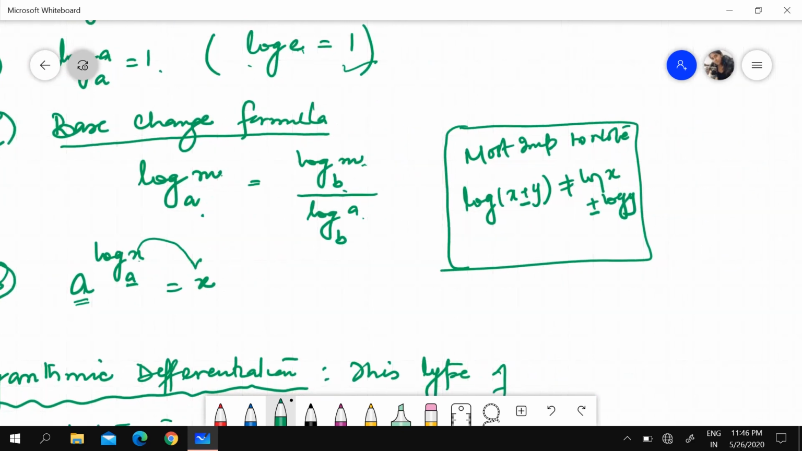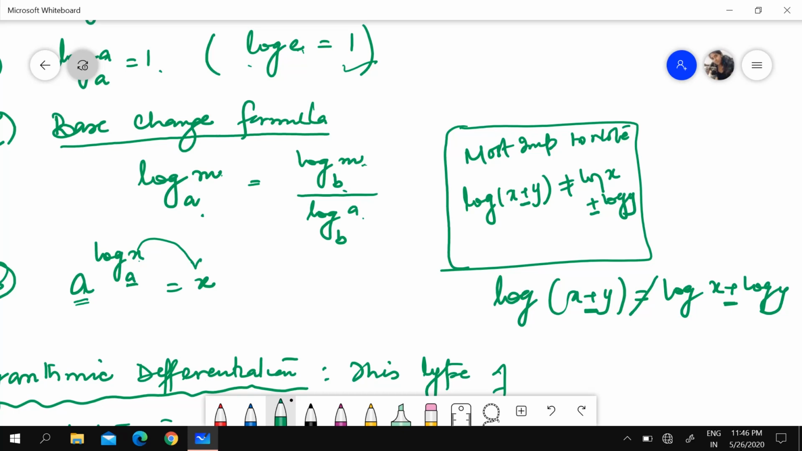Now the most important thing to be noted here is that we have not applied this property anywhere: log of x plus y is equal to log of x plus log of y, because this does not hold. Similarly, if there is a minus here, it does not hold either. That means log is not distributive over the sum or difference.